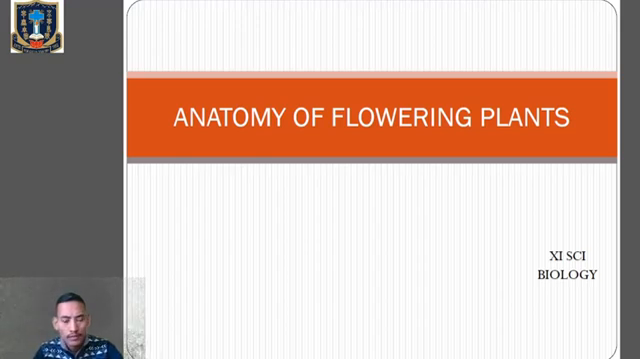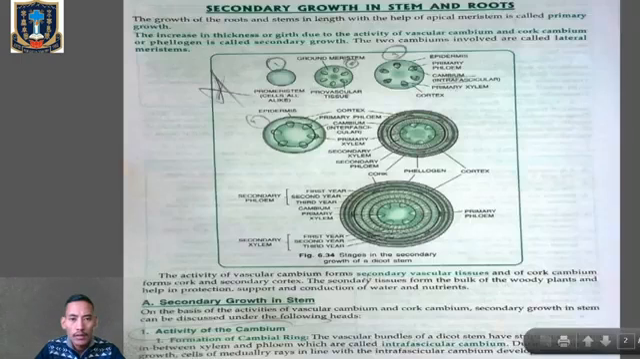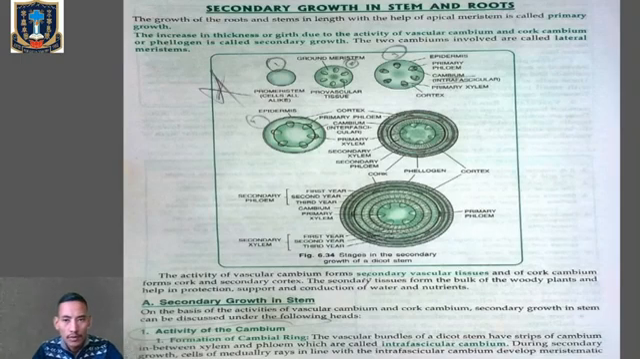Welcome to biology class. We are dealing with the chapter Anatomy of Flowering Plants. So we'll continue with the same chapter. Today we are going to learn about the secondary growth in stems. The secondary growth in roots has been removed from our new revised syllabus, so we are only going to deal with the secondary growth in stem. Clear? So first of all, what does secondary growth mean?